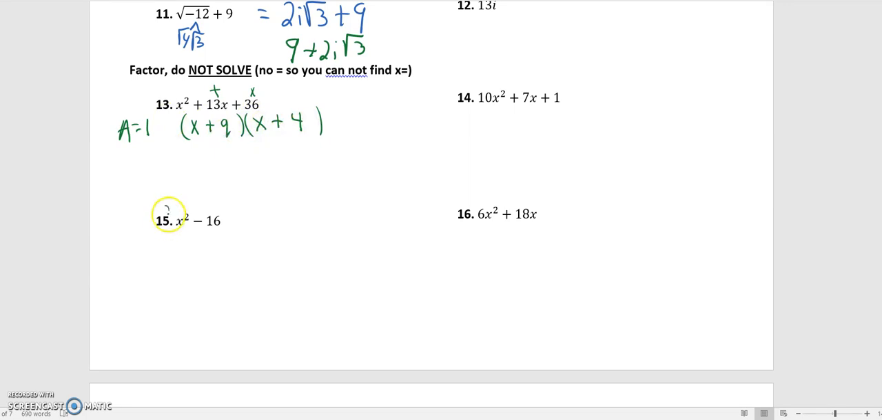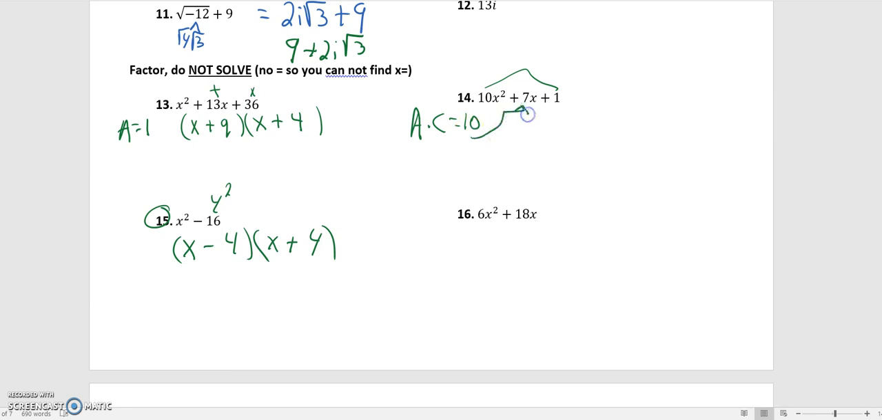That's your answer. 15 is the difference of perfect squares. If you see a difference of perfect squares, make sure you're doing a minus and a plus version. This is really saying 4 squared, so you're going to have a 4 there and a 4 there. Next is the AC method, so make sure you account for what is A times C. That gives me 10. What factors of 10 add to 7?